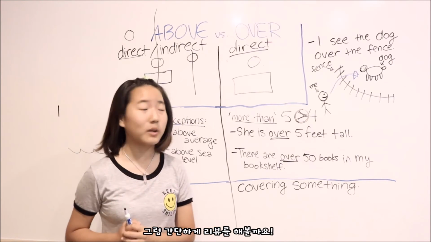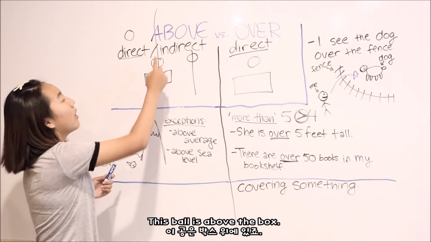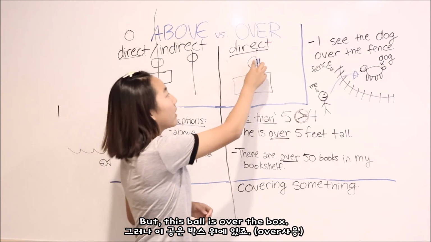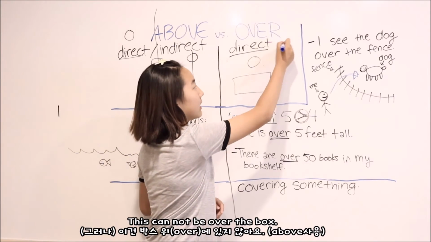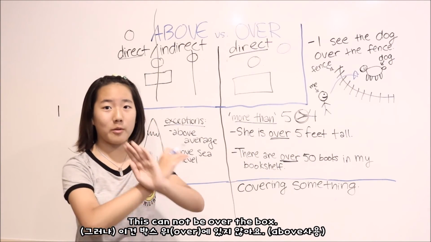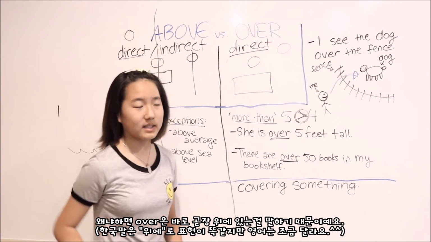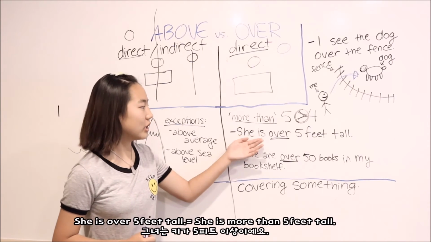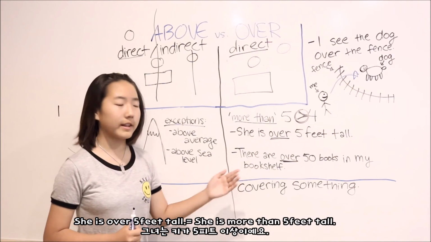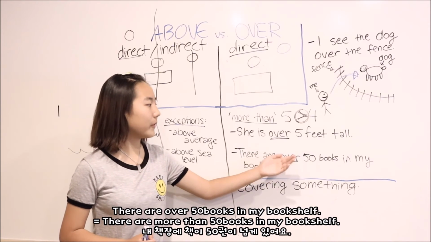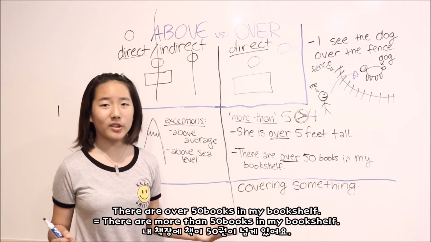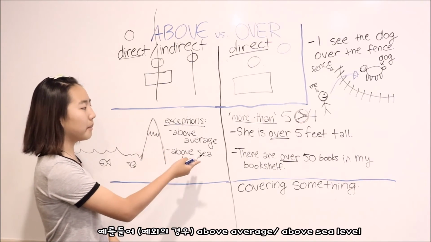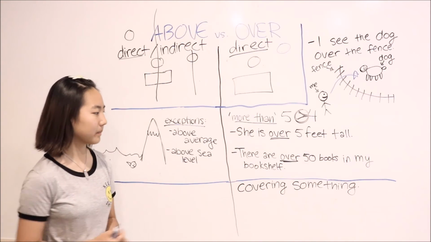And now let's have a small review. This ball is above the box. This ball is also above the box. But this ball is over the box. This cannot be over the box because over is only direct. And over can also be used as more than. She's over 5 feet tall. She's more than 5 feet tall. There are over 50 books in my bookshelf. There are more than 50 books in my bookshelf. And of course there are some exceptions such as above average and above sea level.